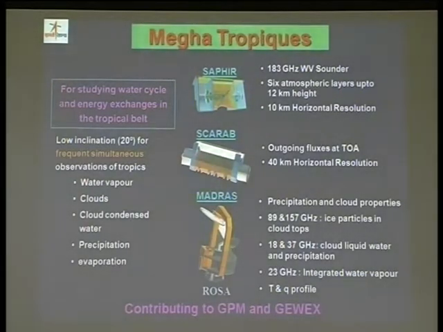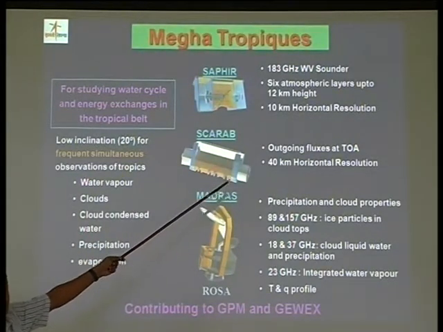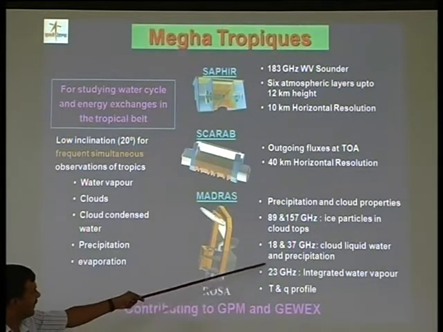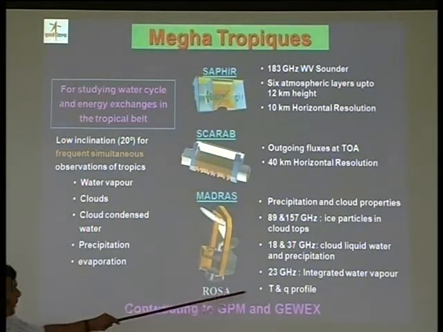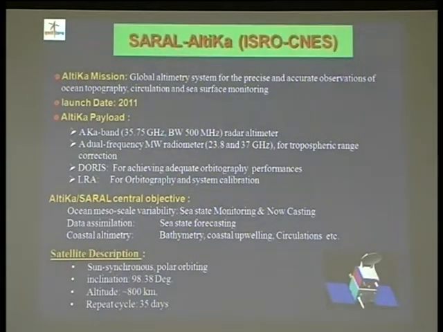And this is Megha-Tropiques, a science mission, which will focus only over the tropical region. This will have SAPHIR, a microwave sounder, and ScaRaB for Earth radiation budget, and MADRAS, a microwave radiometer for temperature, and ROSA, radio occultation sounder for temperature and humidity profile. So these products will be available from Megha-Tropiques. And this is SARAL-AltiKa. This is again a joint India and French mission, and this is altimeter for sea level topography.